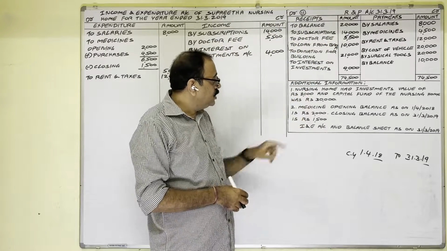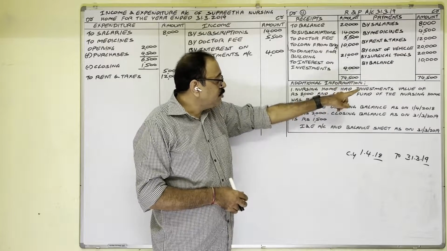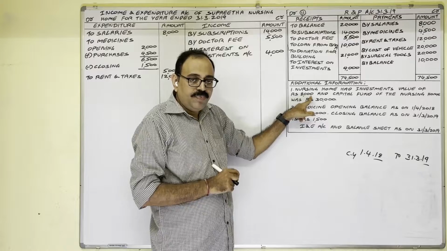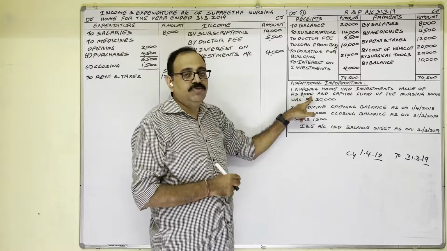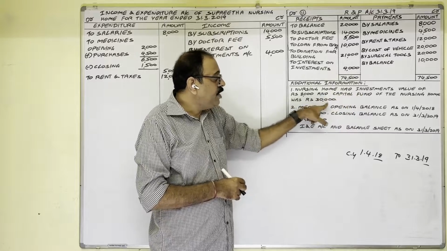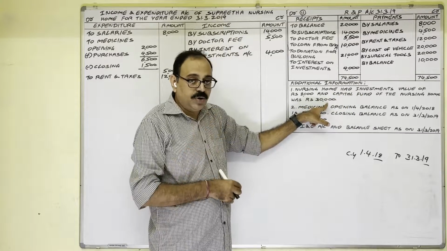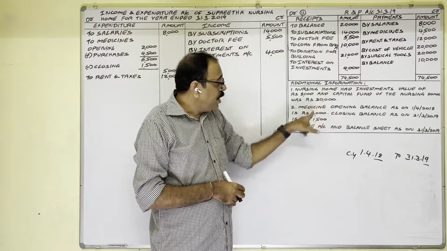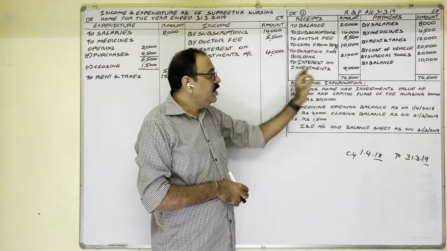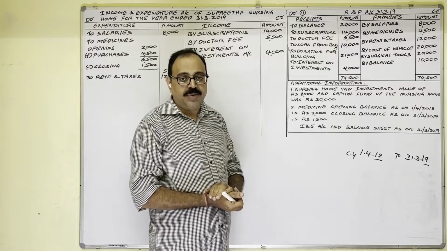Receipts and payments account items you have taken. Come to adjustments. Nursing home had investments value 8,000. So investment is an asset now, so in the balance sheet, asset side we should show, not here. And a capital fund 30,000 also in the balance sheet only. Medicines opening balance and closing balance already we have considered here. So everything we have taken in the income and expenditure account.